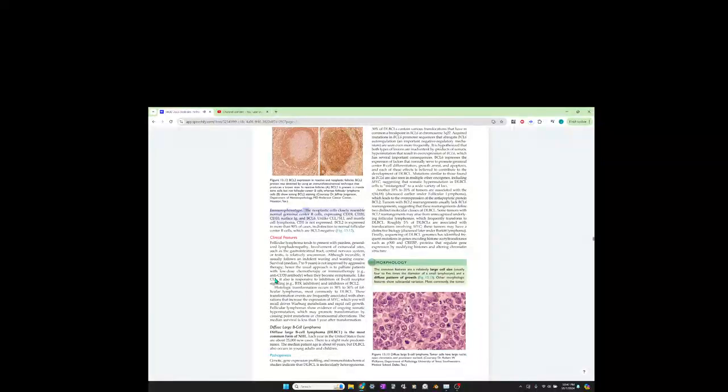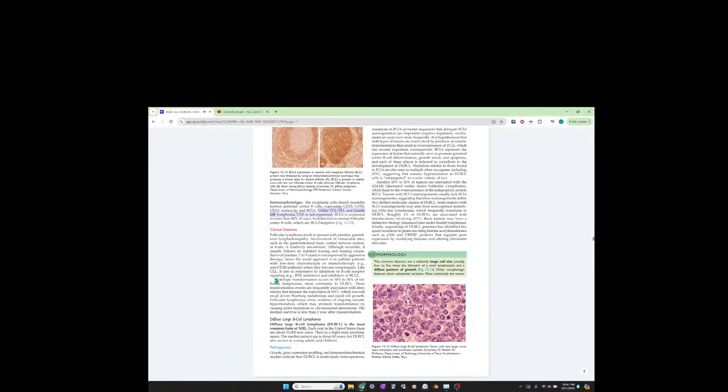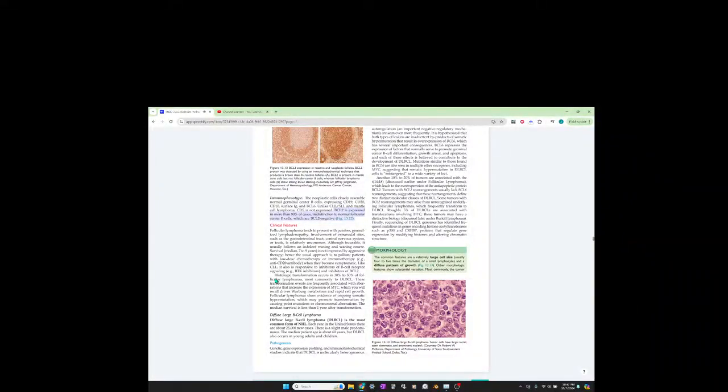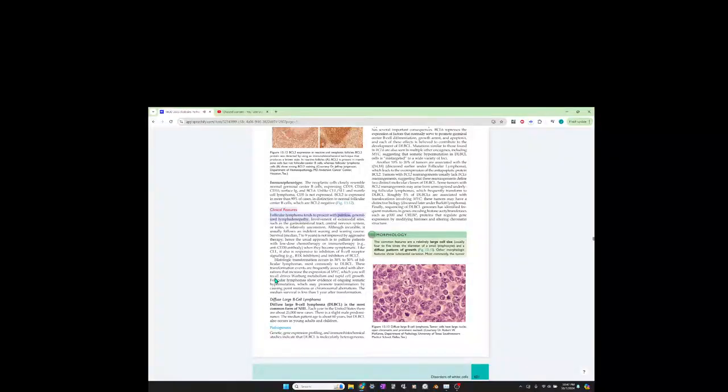Immunophenotype. The neoplastic cells closely resemble normal germinal center B cells, expressing CD19, CD20, CD10, surface Ig, and BCL6. Unlike CLL, SLL, and mantle cell lymphoma, CD5 is not expressed. BCL2 is expressed in more than 90% of cases, in distinction to normal follicular center B cells, which are BCL2 negative. Clinical features: follicular lymphoma tends to present with painless, generalized lymphadenopathy.